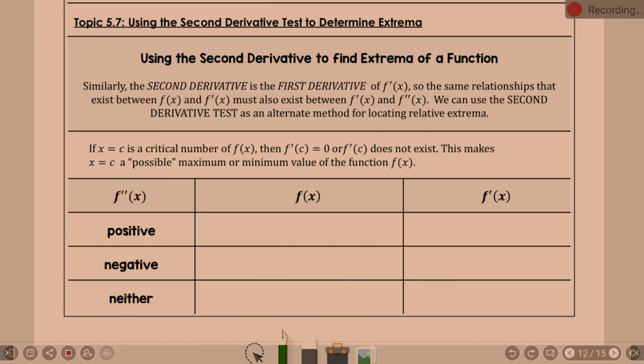With that in mind, if c is a critical number of f, then f prime of c equals 0 or does not exist. This makes x equals c a possible max or min value of the function. Now, what are we filling in here? If the second derivative is positive, what do we know about the original function? Positive. It's increasing. It's concave up. There we go.